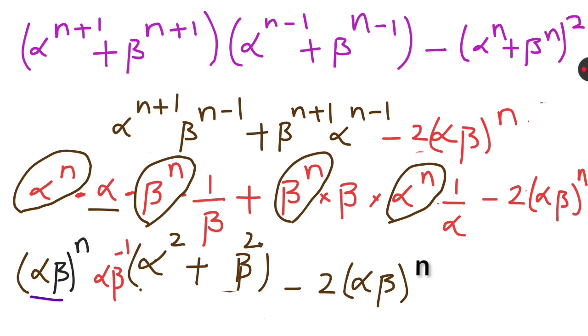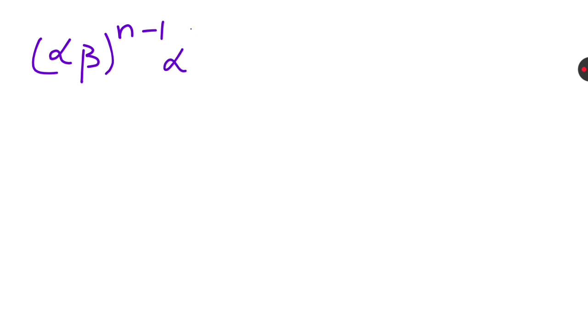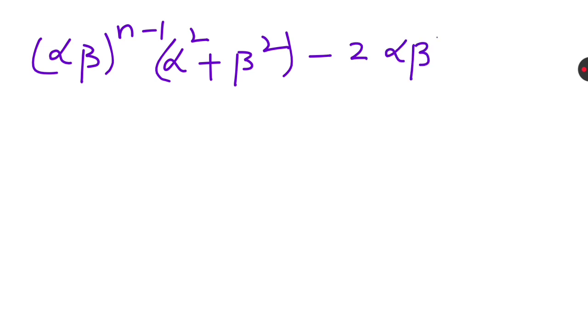So if the bases are same, we can add the exponents. So this becomes (alpha beta) whole power n minus 1. After simplifying these steps, what are we left with? We are left with (alpha beta) whole raised to power of n minus 1 times (alpha power 2 plus beta power 2) minus 2 times (alpha beta) whole power n. So we are left with this.